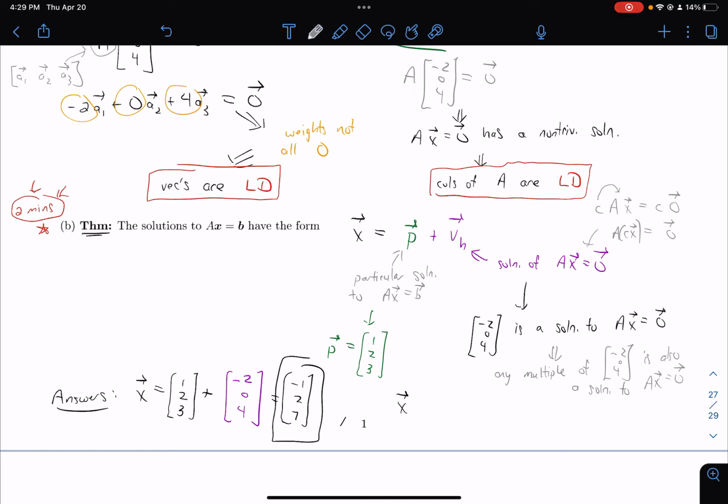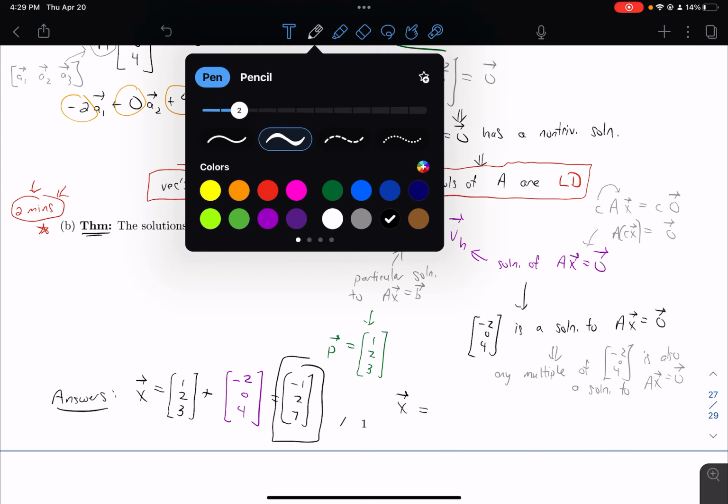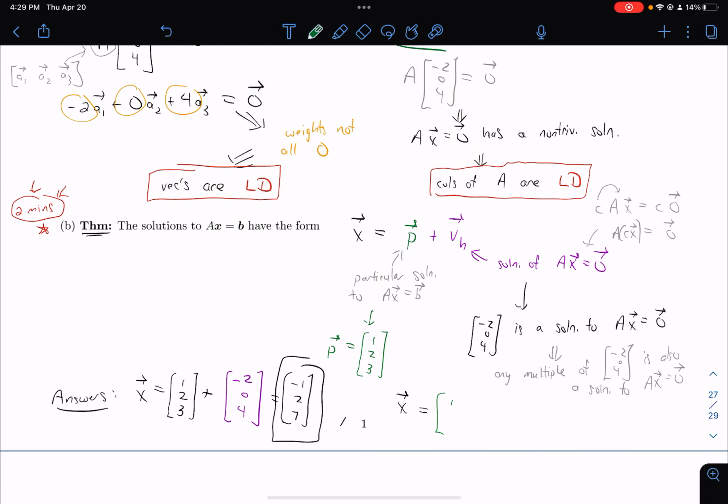That is very nice. Let's just take an example. The particular solution was still the vector (1, 2, 3). And now I'm going to add to it another possible choice for that vector vh. Let's multiply this vector (-2, 0, 4) by some constant. Maybe I'll multiply it by 2, and that'll give me (-4, 0, 8). If I add those together, we'll get (-3, 2, 11). And we got our answer.